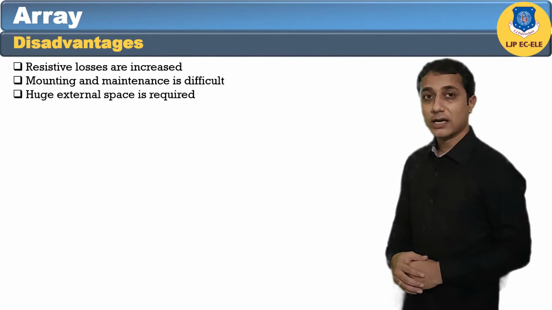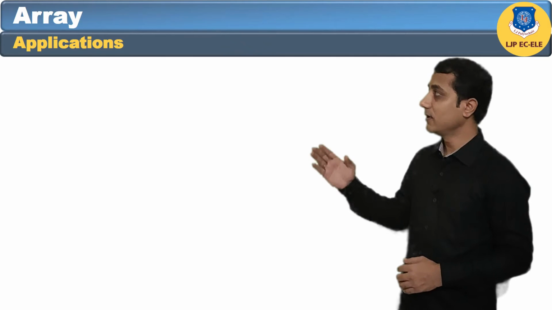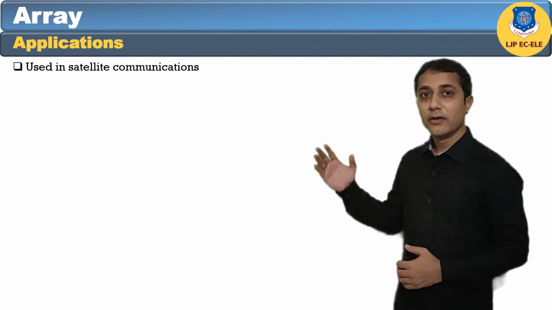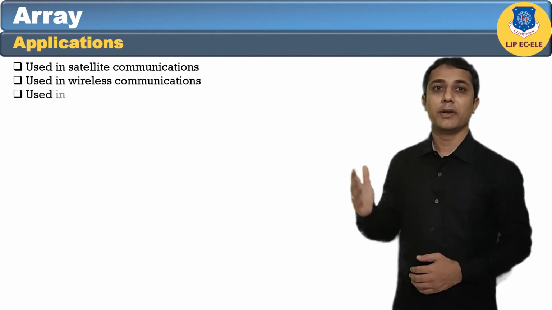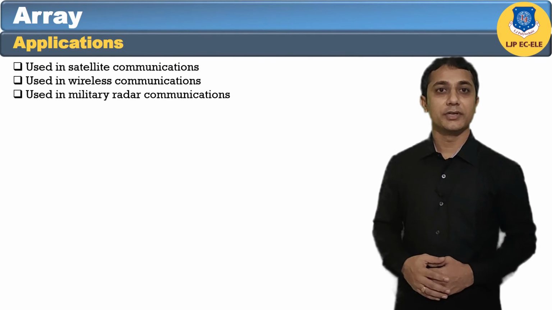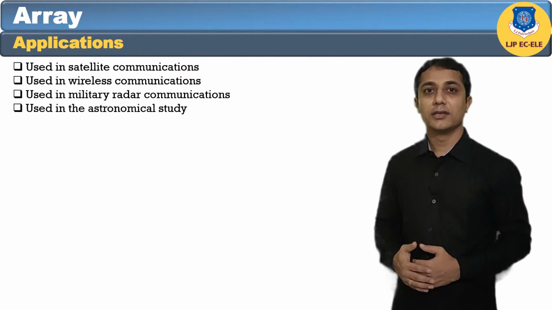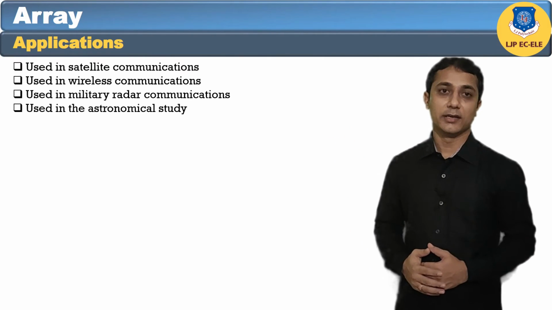Now, what are the applications of the array antenna? First, it is used in satellite communication, wireless communication. It is also used in military radar communication, and used in astronomical study. So these are the applications of the array antenna.